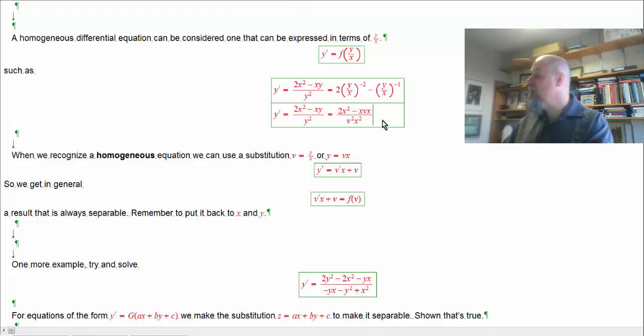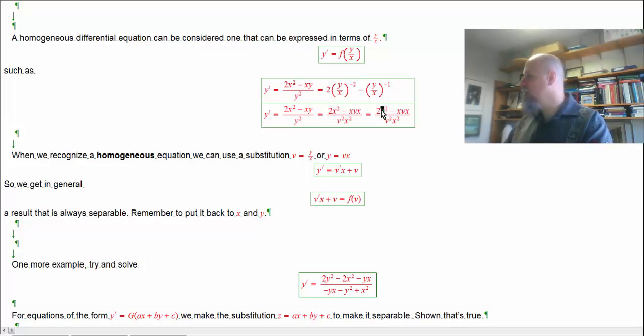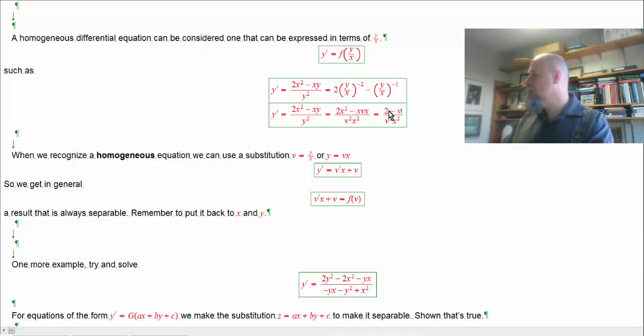And I can see that the x's can cancel out. There are no more x's. When I factor an x squared out of the top, I can cancel with that x squared on the bottom, and I can see that there are no more x's. So that's a test, an indication that I really am dealing with a homogeneous differential equation.